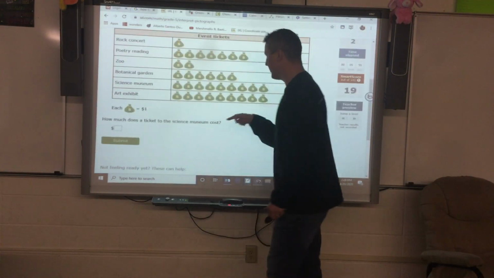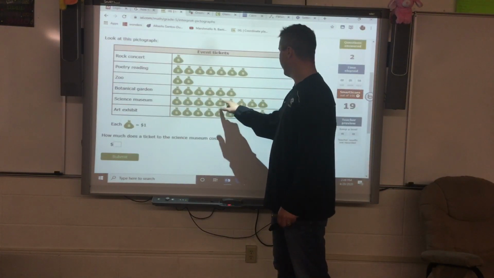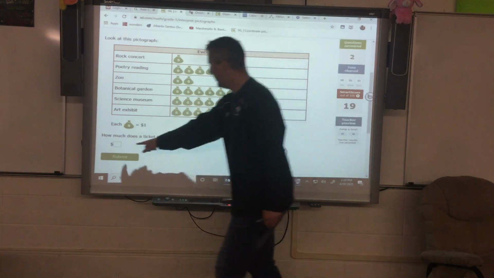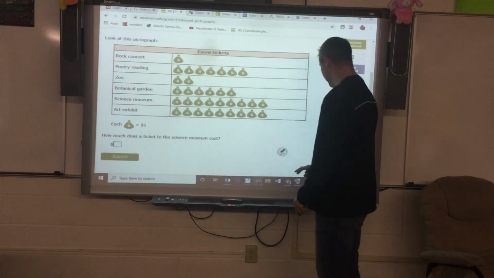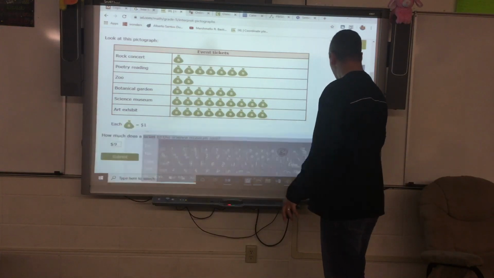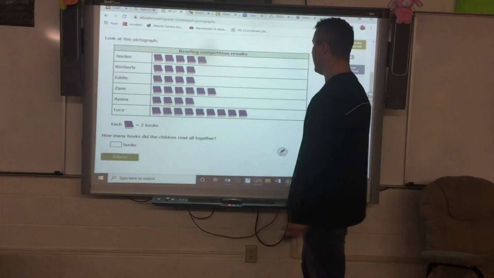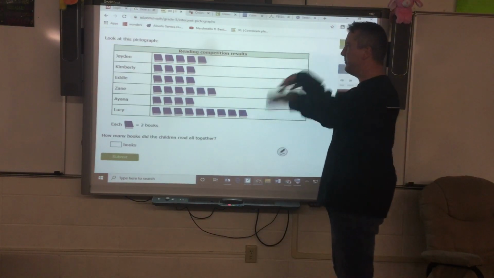I'm just going to kind of skip through how much does the Science Museum cost. Science Museum, 1, 2, 3, 4, 5, 6, 7, 8, 9. I'm trying to see if they have any halvesies in here. Hopefully they do. That's why I skipped ahead of that one. I'm not trying to rush you. No more half books. Well, let's just say they did, because I don't want to keep wasting your time with this.